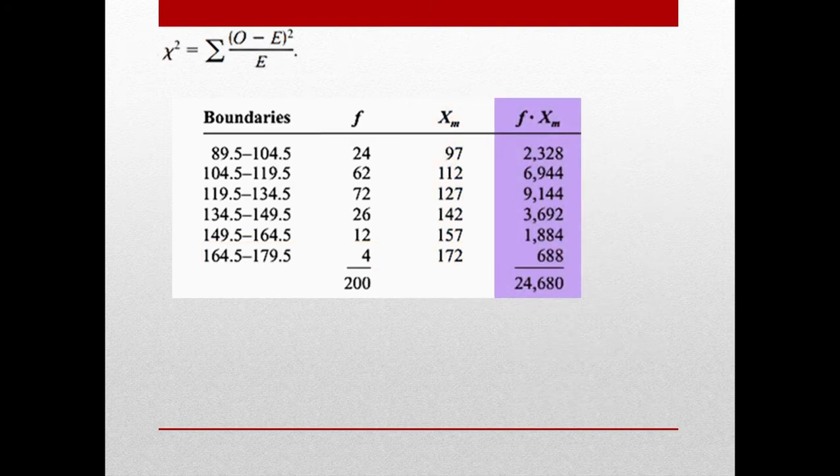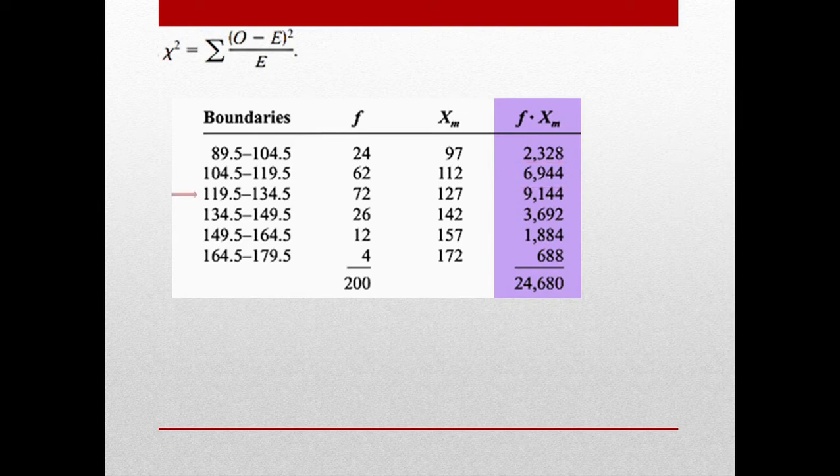Now, we're going to find the frequency multiplied by the midpoint. So for 89.5 to 104.5, our frequency is 24 and our midpoint is 97. Therefore, 24 multiplied by 97 is equal to 2,328. For our 104.5 to 119.5, our frequency is 62 multiplied by 112 is equal to 6,944.